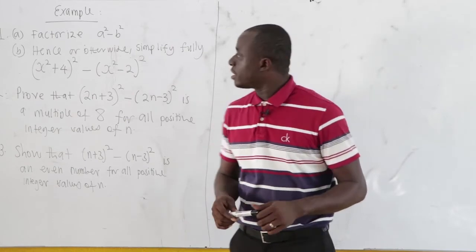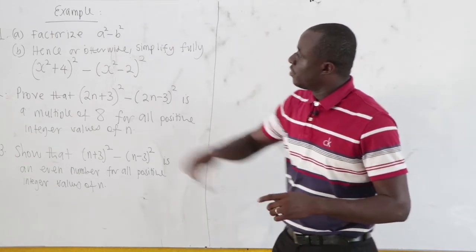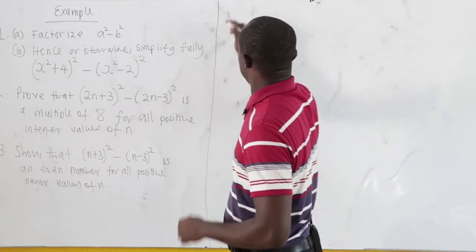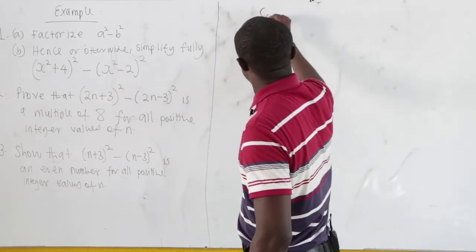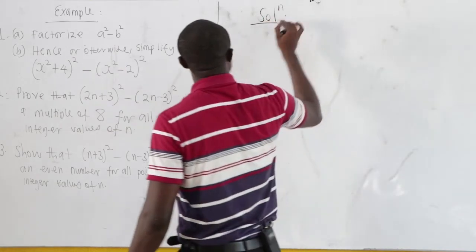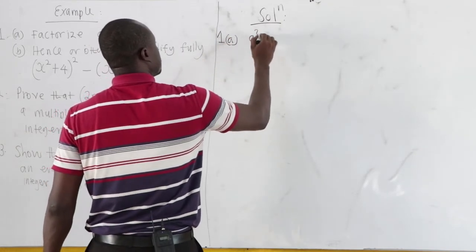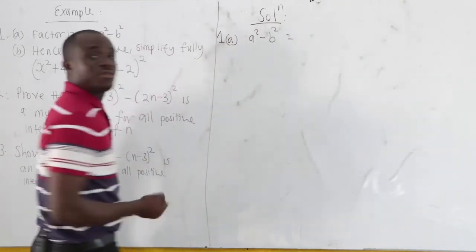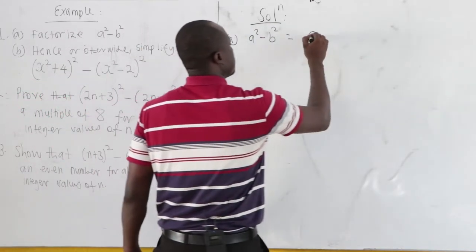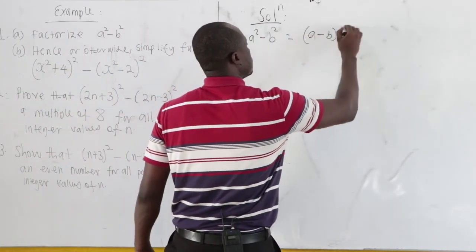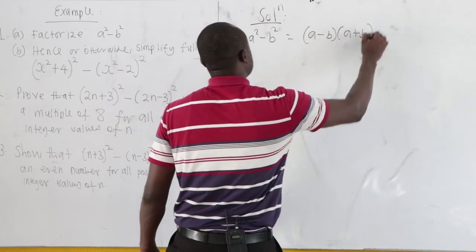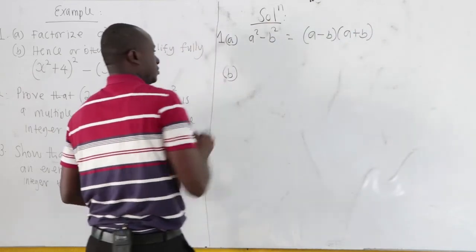Now let's consider this example. The first one says that we should factorize a squared minus b squared. So we have our first one, 1a. We have a squared minus b squared, and that's a difference of two squares. So that's a minus b, a plus b. Now let's see the b.